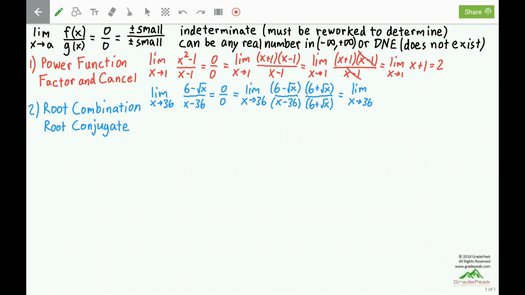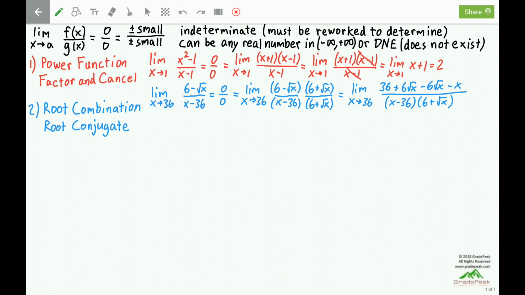6 times 6, that's a 36. 6 times root x, that's a positive 6 root x. Negative root x times 6, that's a negative 6 root x. Negative root x times root x, that's a negative x. All this is over the denominator, which I'm going to leave alone.